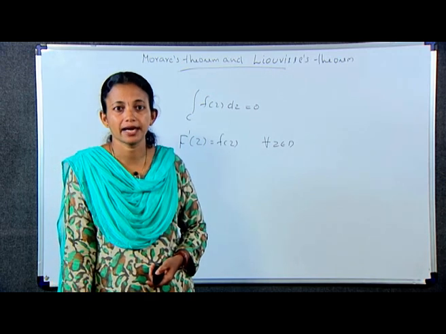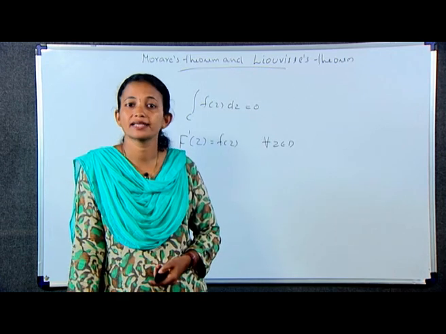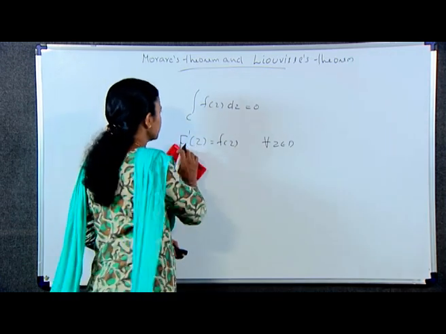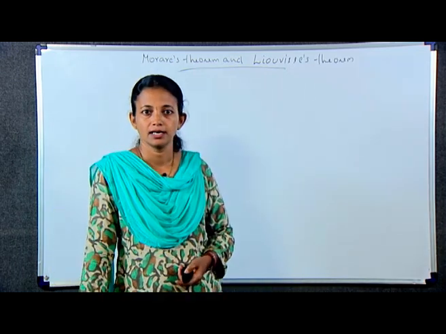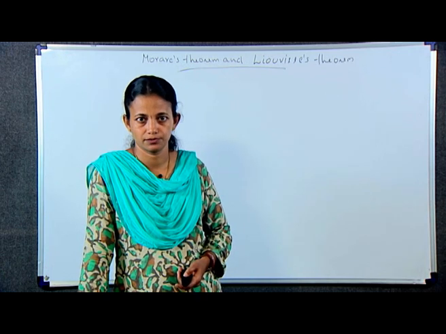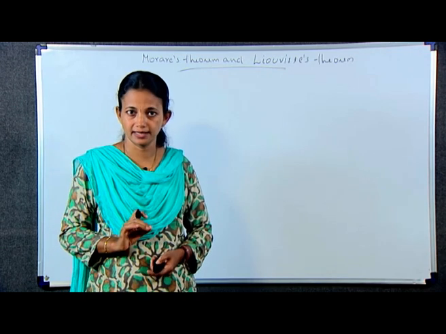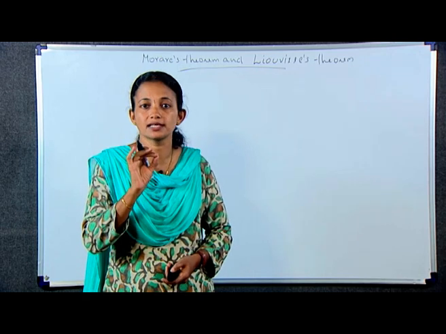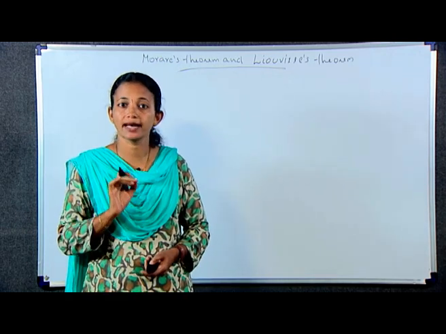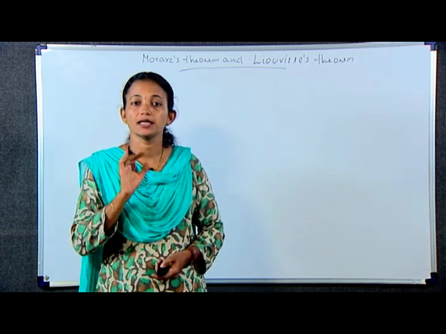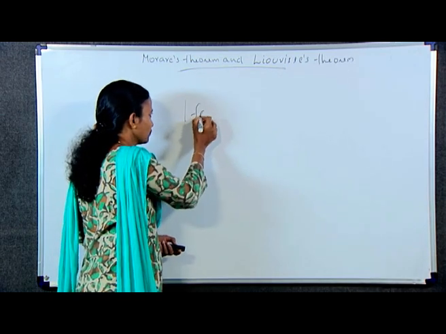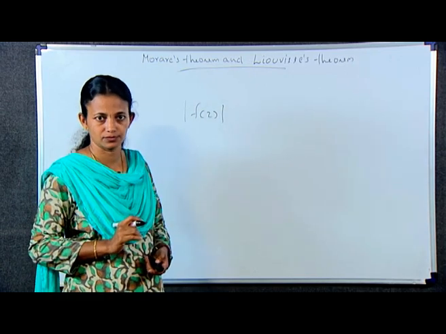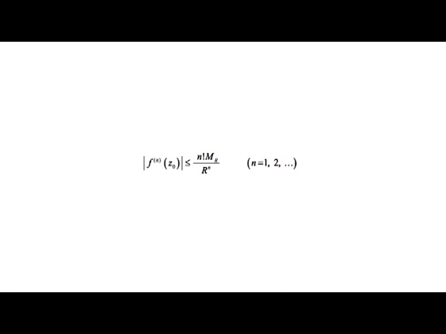Next, we have Liouville's theorem and the fundamental theorem of algebra. We begin with an inequality known as Cauchy's inequality, that is, Cauchy's inequality for f n of z naught. Suppose that a function f is analytic inside and on a positively oriented circle CR centered at z naught and with radius R. If MR denotes the maximum value of mod f z on CR, then mod f n z naught is less than or equal to n factorial into MR by R raised to n, where n varies from 1, 2, 3, etc.